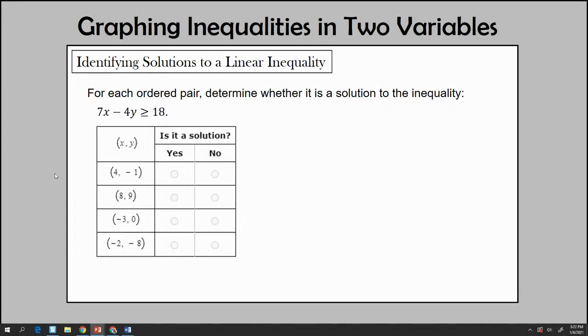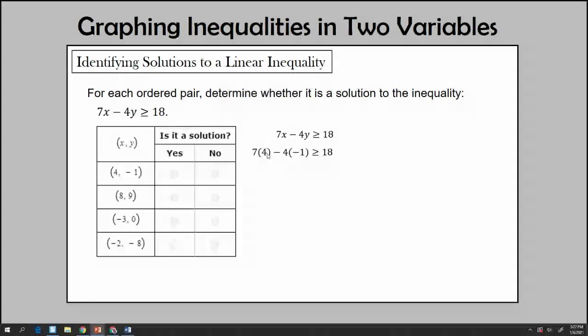A second way to do it is maybe a little bit more direct, and that is go ahead and take your ordered pairs and plug them in and see if it makes it true or false. So, for example, I'm going to take the inequality 7x minus 4y greater than or equal to 18, and I'm going to put in the ordered pair 4, -1. So I'm going to replace x with 4 and the y with -1. If this point is a solution, then this will be true when I'm done.